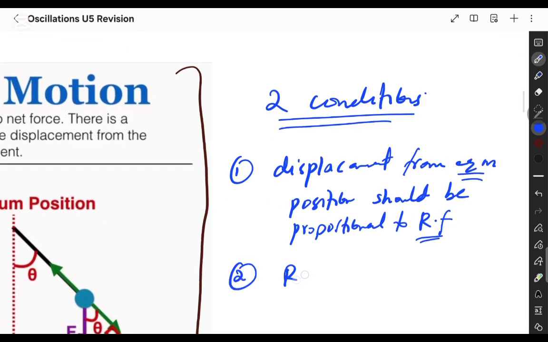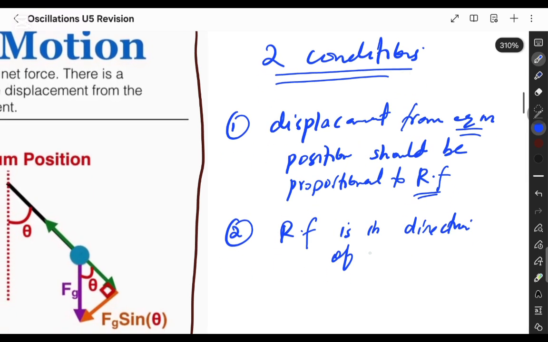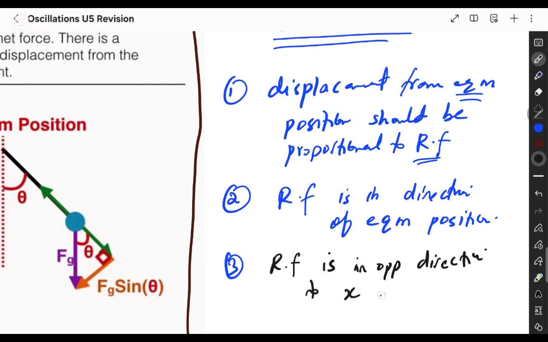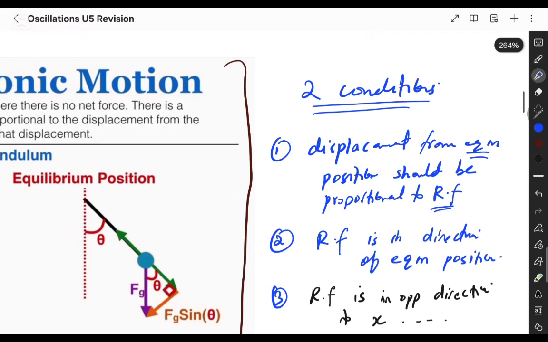And then remember, the resultant force is in the direction of equilibrium position. Okay, and third thing I will list as well is that the resultant force is in opposite direction to the displacement from the equilibrium position. So remember to always specify that the displacement is from the equilibrium position.